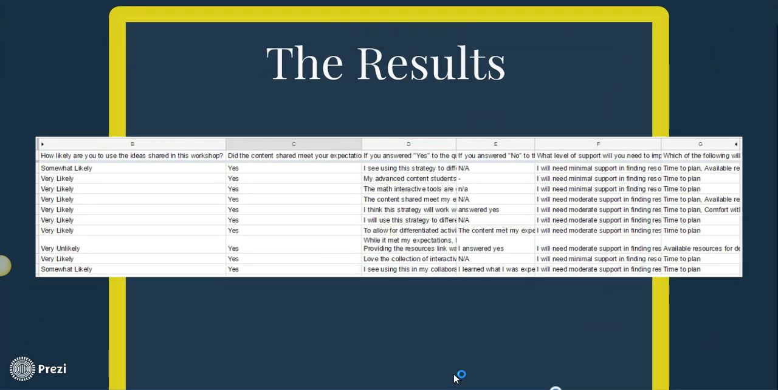Basically, of the 10 participants who shared their thoughts, the questions were, how likely are you to use the ideas shared in the workshop? Did the content shared meet your expectations? If yes, tell me how you envision using this strategy in your classroom. How do you see it working and yourself working and completing it? If you answered no, what did you expect that you didn't see? What level of support will you need to implement this strategy? And which of the following will have the greatest impact on whether or not you can actually pull this off?